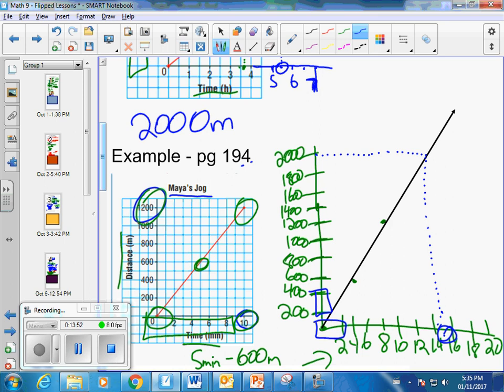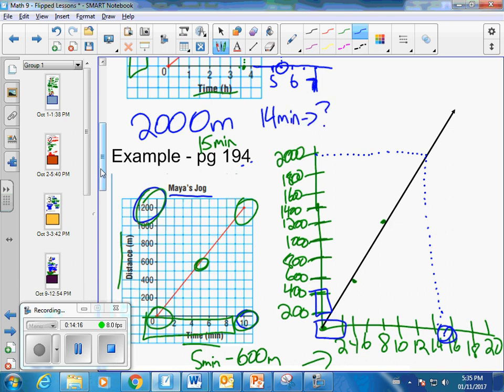Drawing graphs the way that I just did it here is not necessarily the best way, but it's for demonstration purposes. In your notebooks, you should be using graph paper. Okay, so roughly for my graph, it shows about 15 minutes to run there. The other side of it is I need to know how far will she run in 14 minutes.